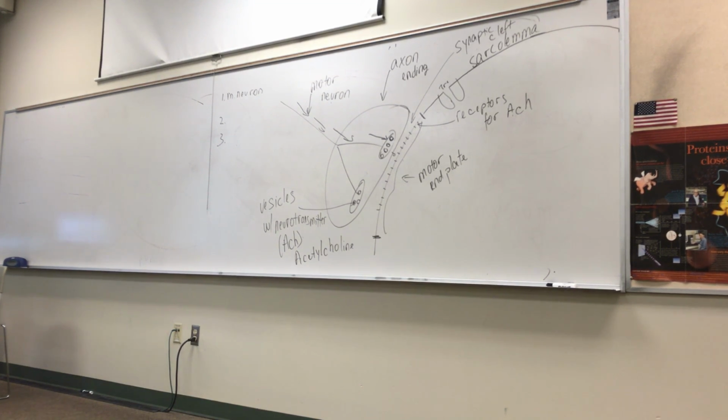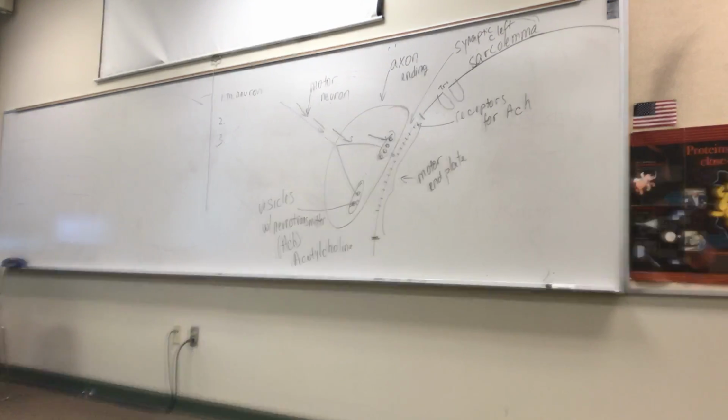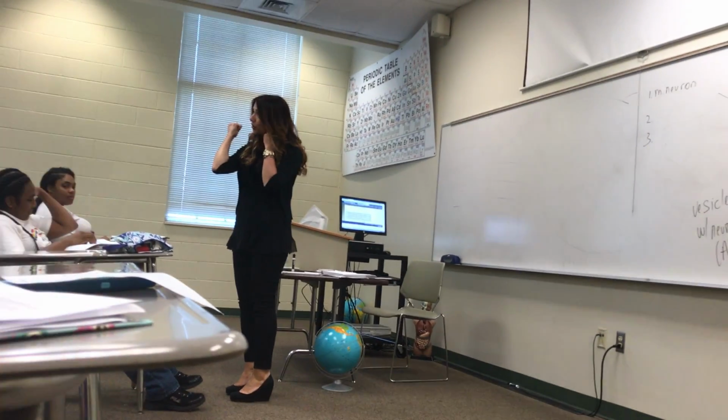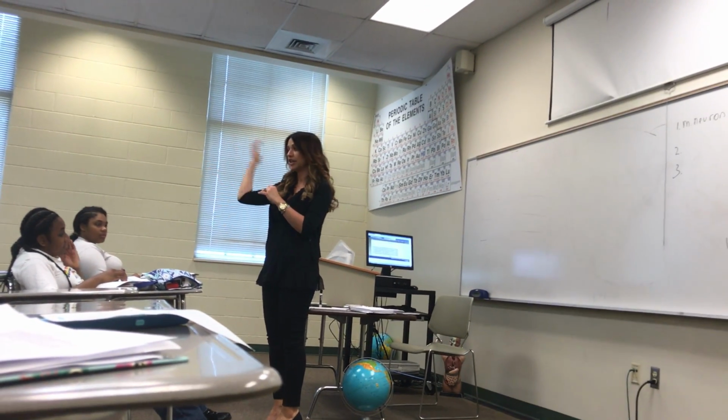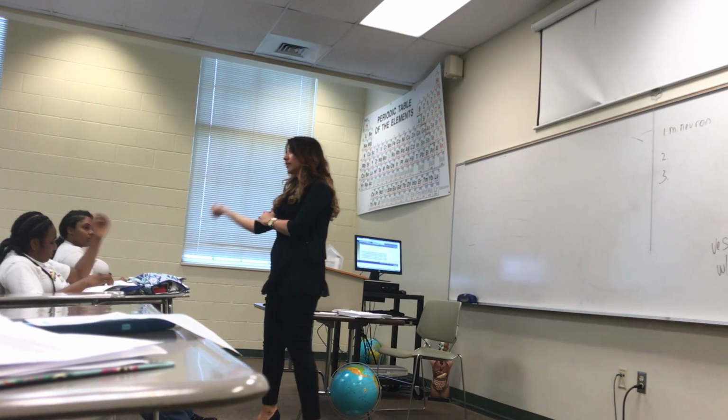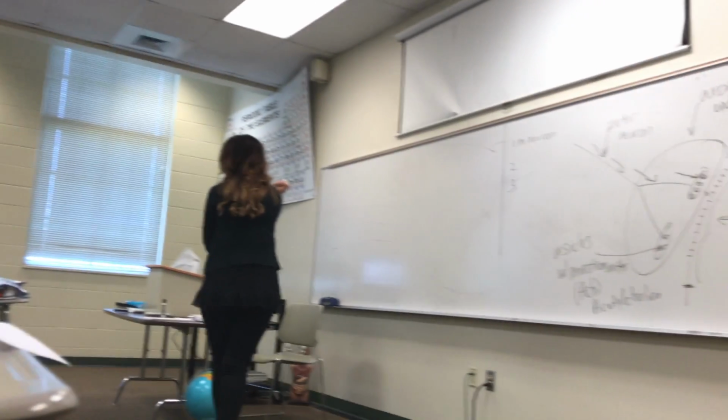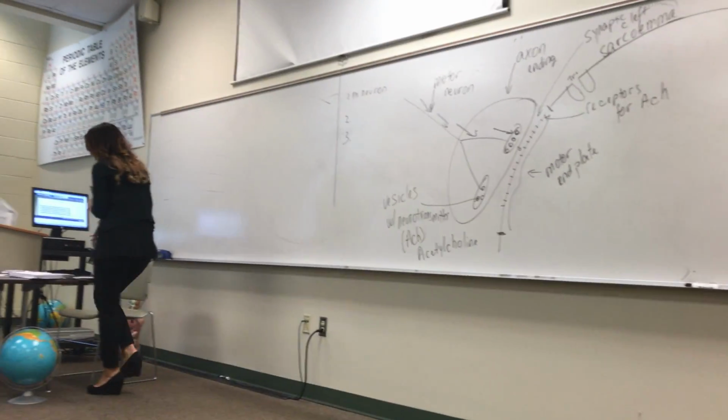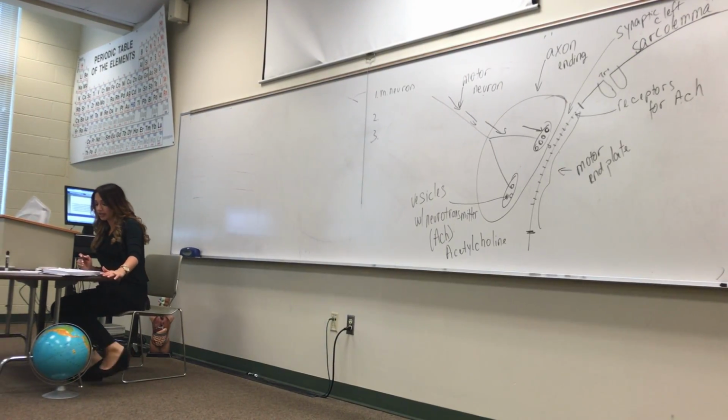That's isometric. Now if I said, go ahead and flex your biceps, that's isotonic. It does change the length, it shortens the length of the muscle. Okay, there's a difference. One happens without changing the length, one happens with changing the length.